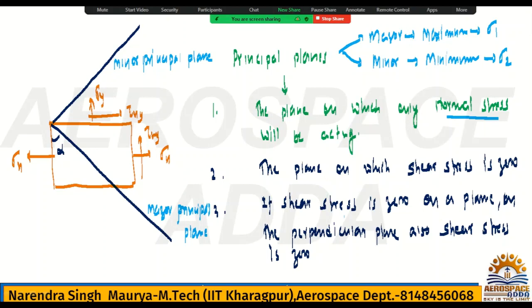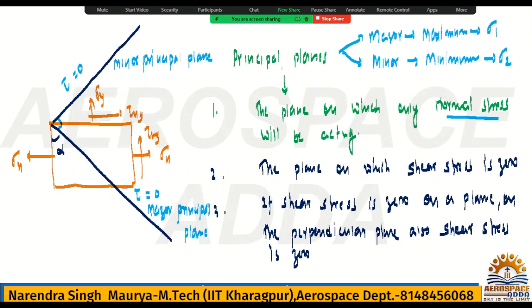Second point is the plane on which shear stress is 0. So it is very clear here the tau value will be 0, that shear stress will be 0. So you can say this tau value will be 0, and here also tau will be 0. It is clearly mentioned if shear stress is 0 on a plane, on the perpendicular plane also shear stress is 0. The perpendicular means this. So on both planes. Why? Because the principal plane is where the shear stress becomes 0.